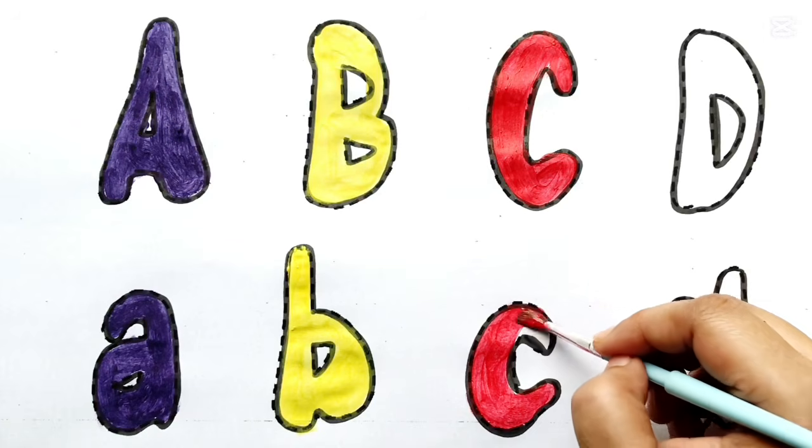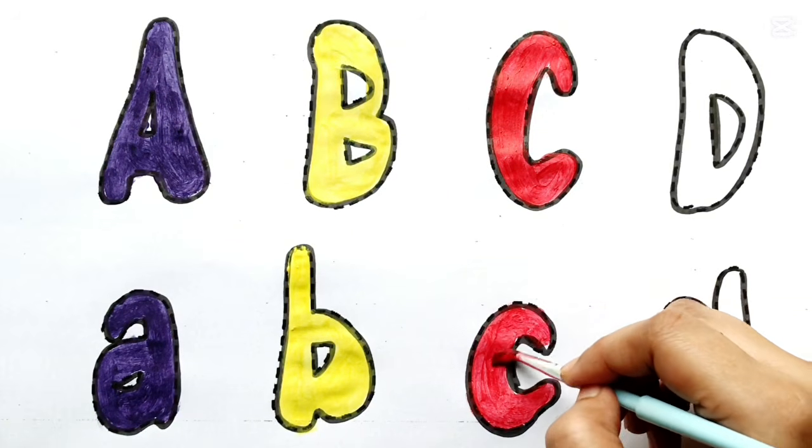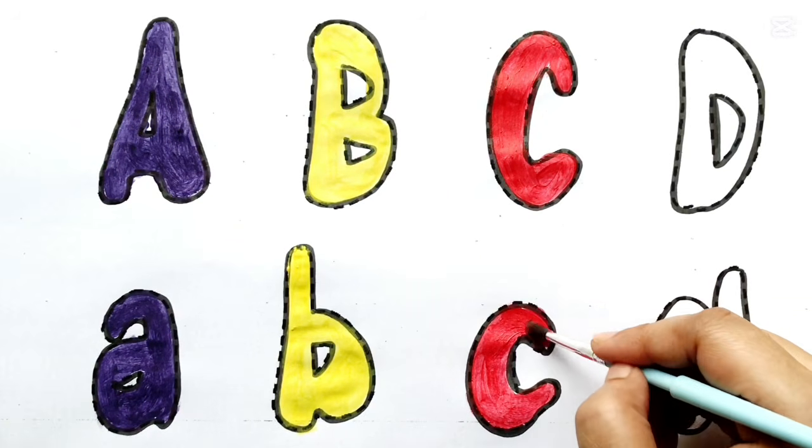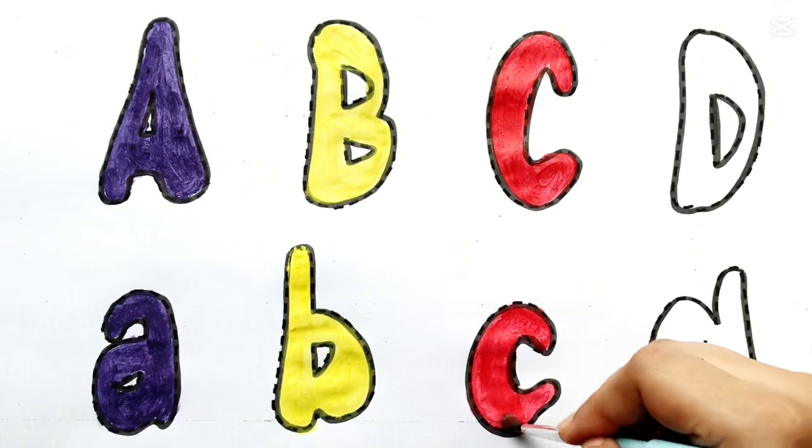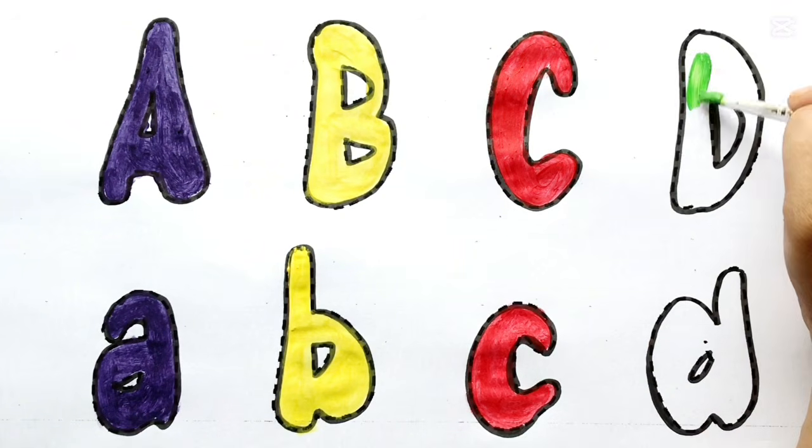Let's see a list of words that start with the letter A. Apple, angel, address, animal, answer.